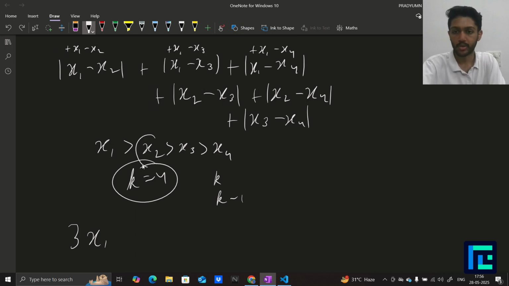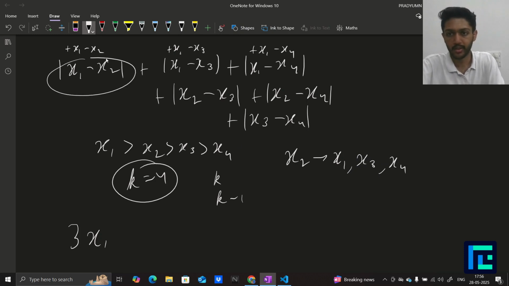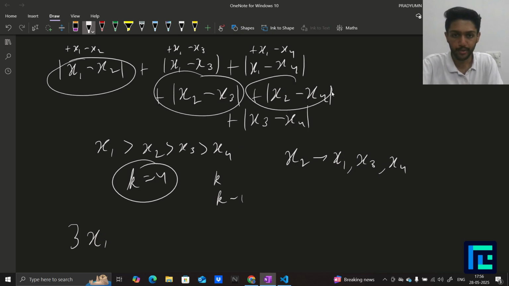Then we have x2, second largest, right? So x2 also comes in 3 pairs. x2 comes with x1 also, that is this pair right here. Then it comes with x3 also, and then it comes with x4 also. So x2 comes with all of these 3 terms.